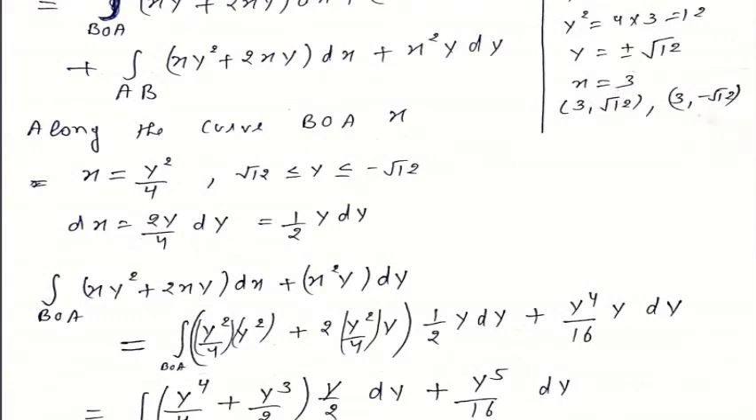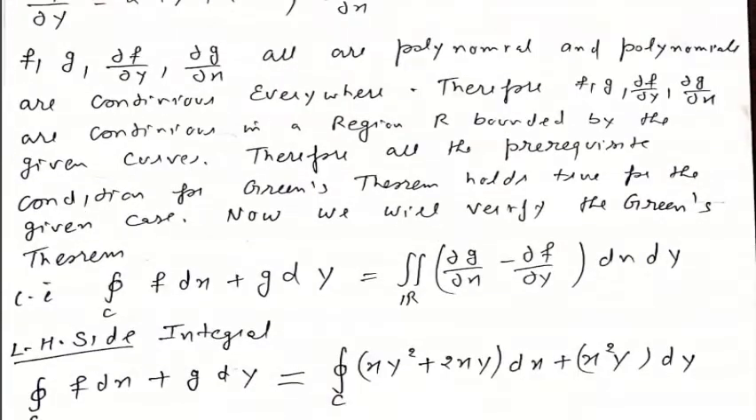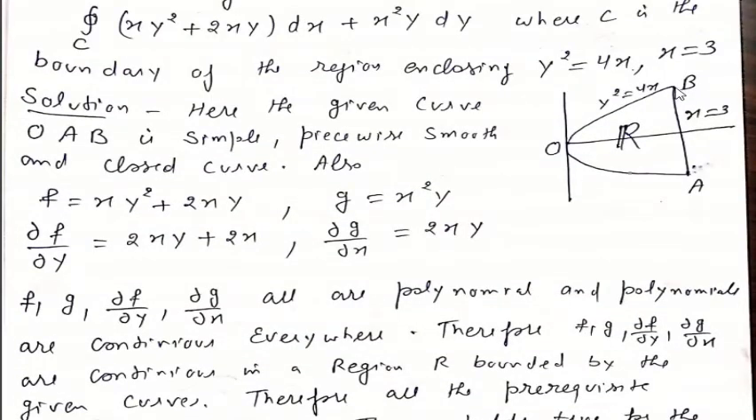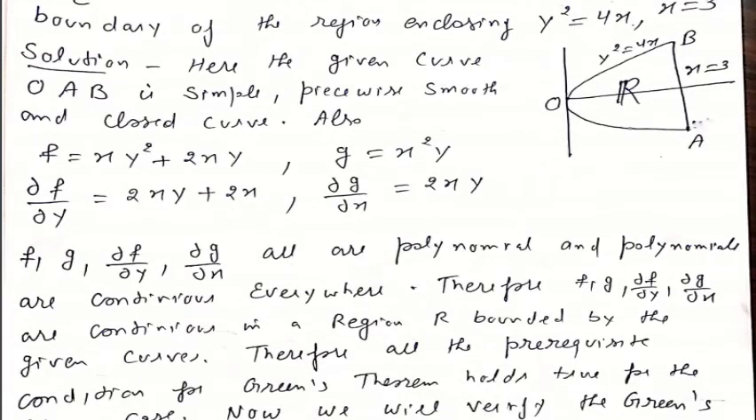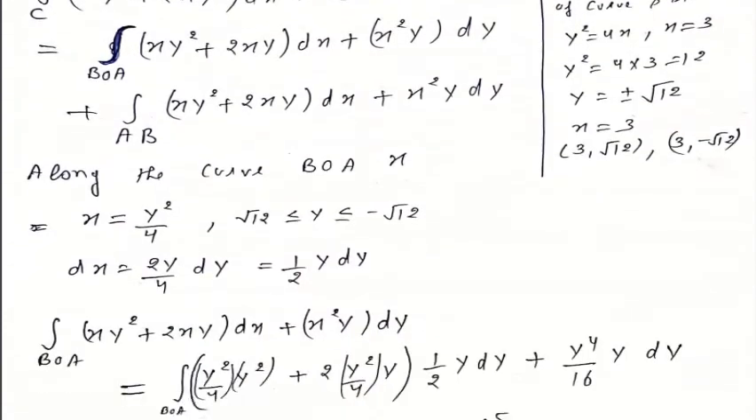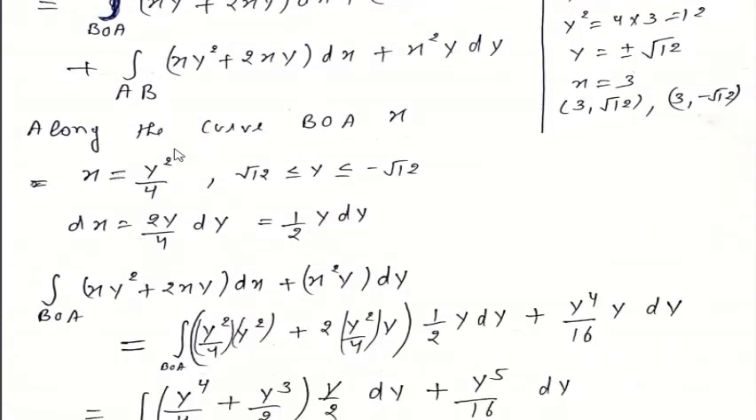Why? Because we have to carry the integration in anti-clockwise direction, so we have to move from this point to this point. Here the value of y is square root 12 and here the value of y is minus square root 12. So let us scroll down. Now x on the curve is y square by 4, and this is the range of y.